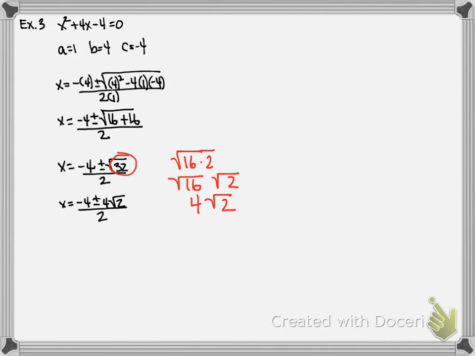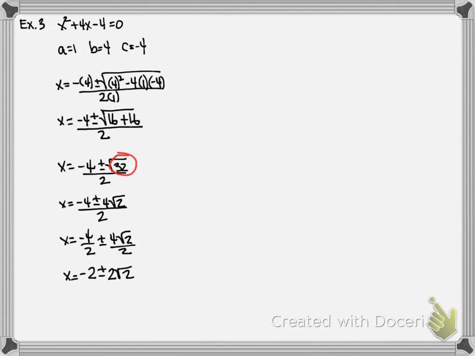To continue simplifying, it's easier to split this fraction into two separate fractions. So x equals -4 over 2 plus or minus 4 radical 2 over 2. Now simplify both fractions. x equals -2 plus or minus 2 radical 2. So these are our two real solutions. We can also have these in decimal form, and they would be -4.83 or 0.828. Those are our two decimal forms.